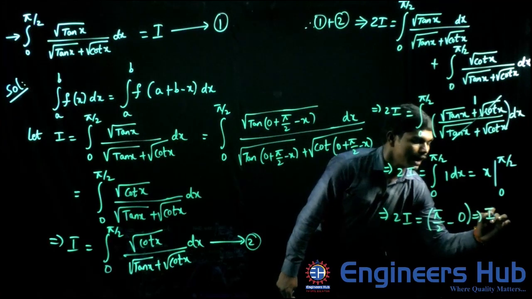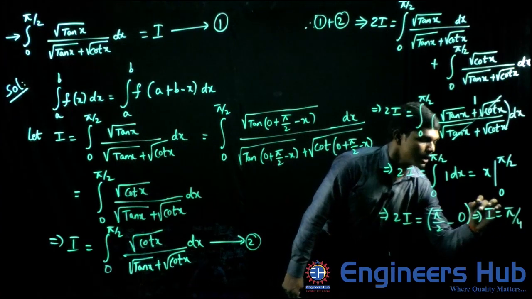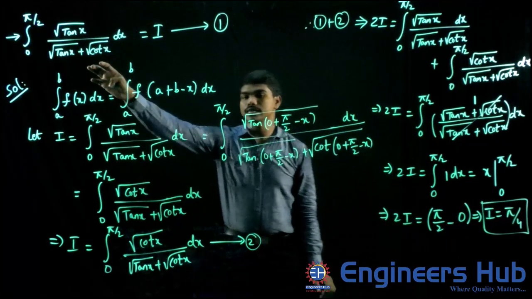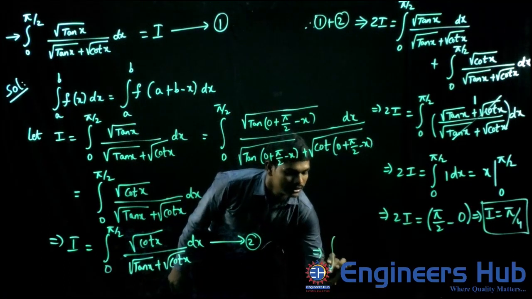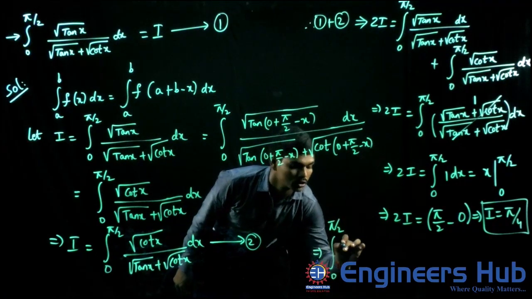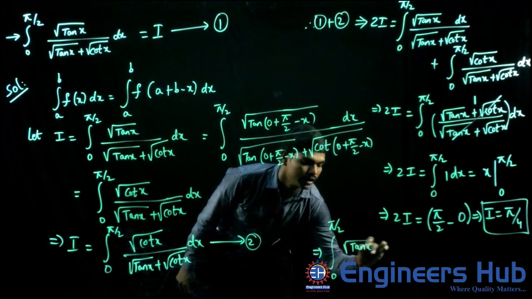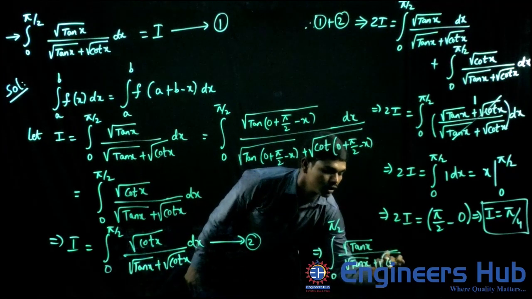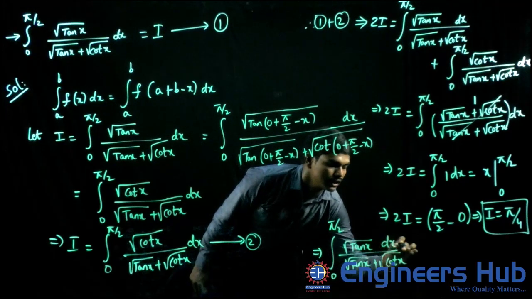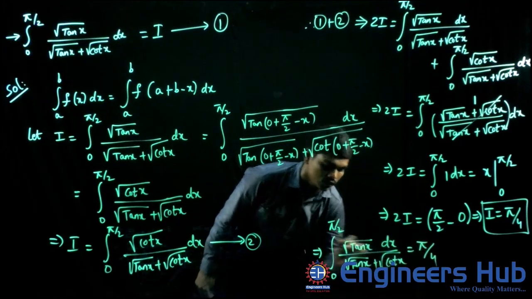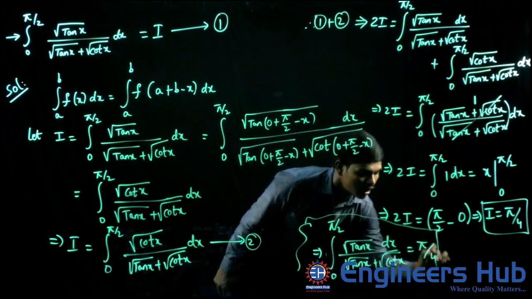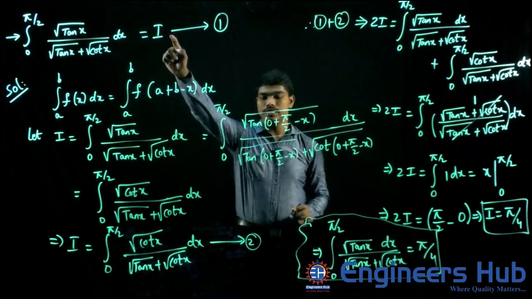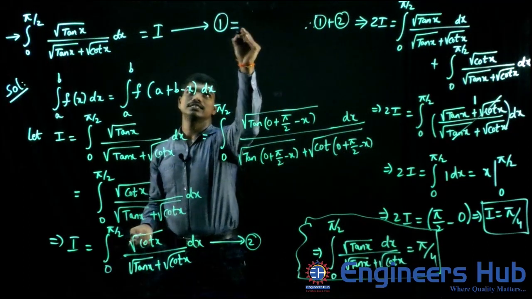So this implies I is equal to pi by 4. And what is I from our initial approximation here? So this implies the integral from 0 to pi by 2 of square root of tan x divided by root of tan x plus square root of cot x dx is equal to pi by 4. So this is the required outcome of this integral, and the value of this integral I is equal to pi by 4.